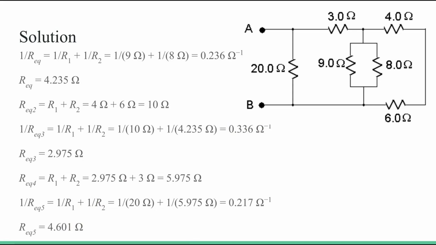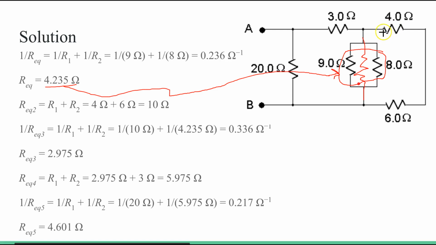And keep in mind that this is only for these two. So we just found the equivalent resistance for this. So you can replace that with 4.235 ohms. Afterward, you see it doesn't split here anymore.